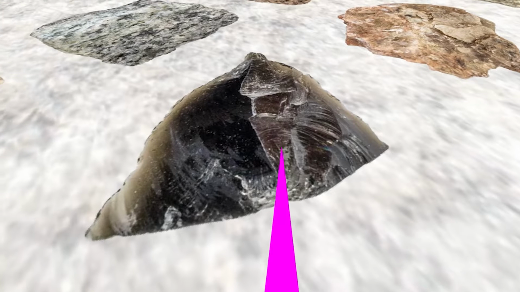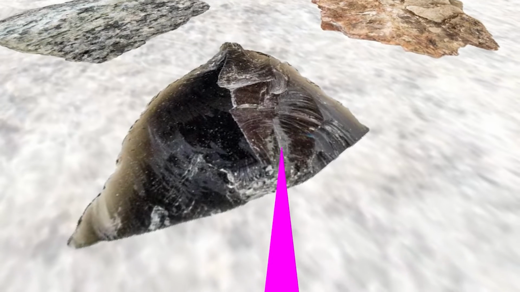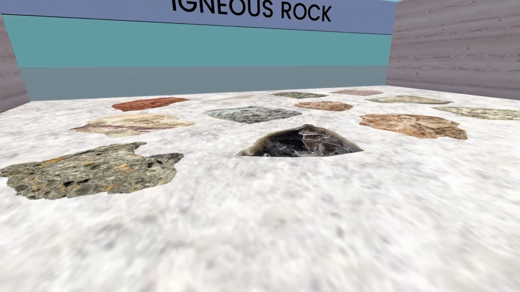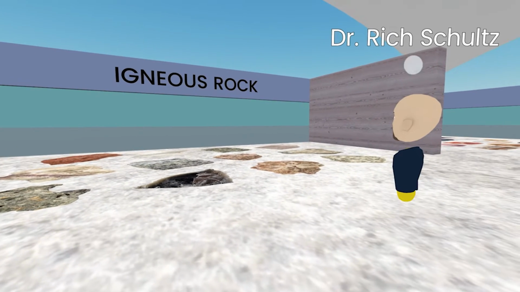So there are two different environments for igneous rocks. One of those is below the surface. We call those intrusive igneous rocks.